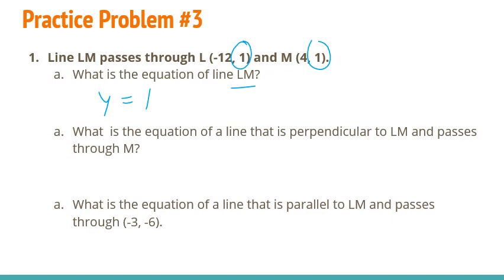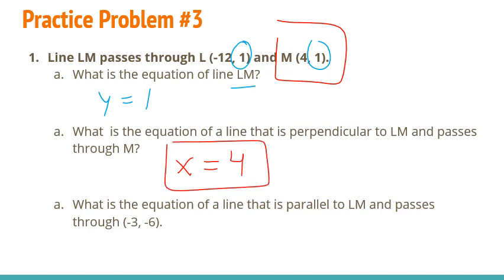Okay, what's the equation of a line that is perpendicular to LM and passes through M? Okay, so it's got to pass through M, so I'm looking at M's coordinate here, and if it's perpendicular, that means I need to go through the x coordinate, x equals 4, because you're going to have a line that's going to hit it in the opposite direction, but it's got to pass through that x coordinate.